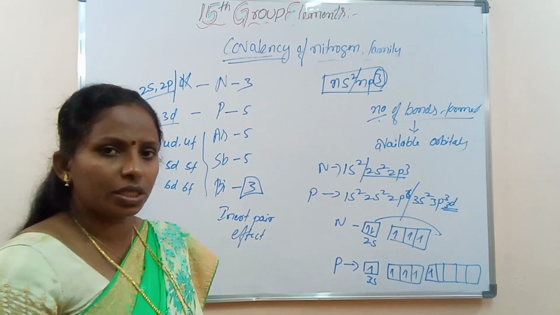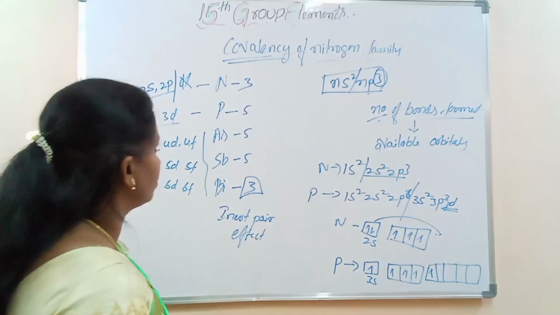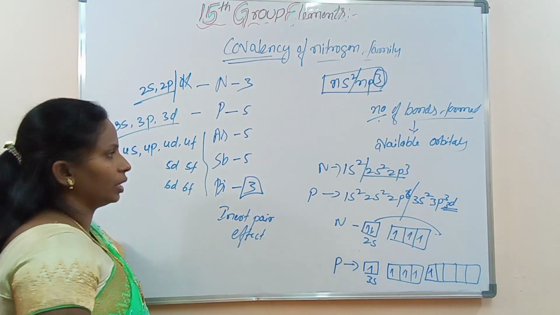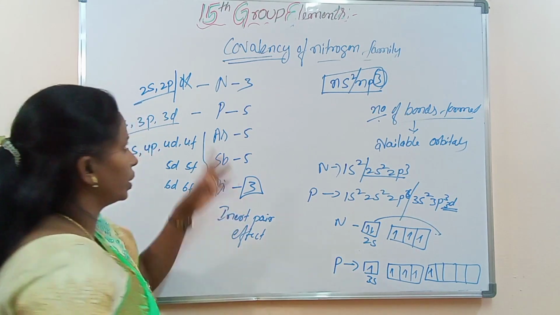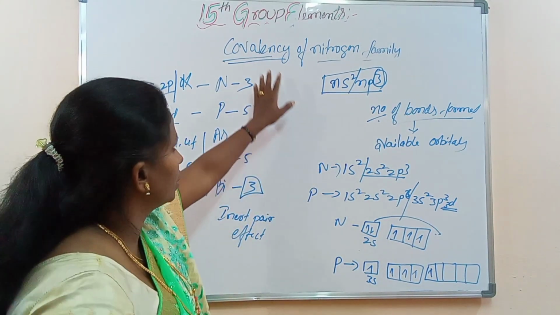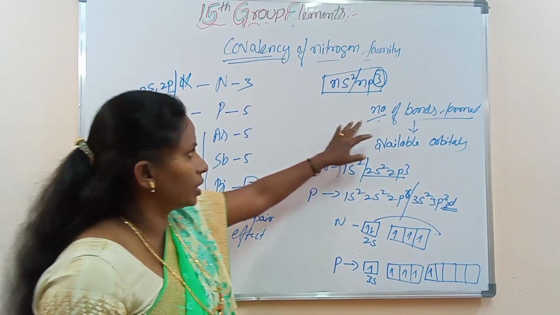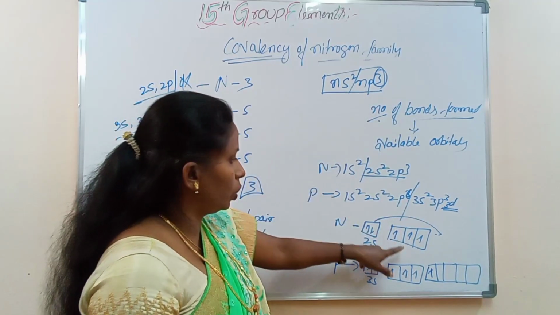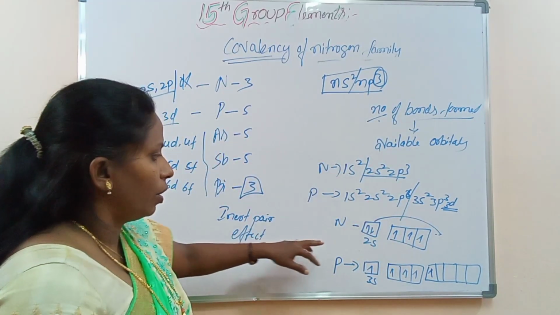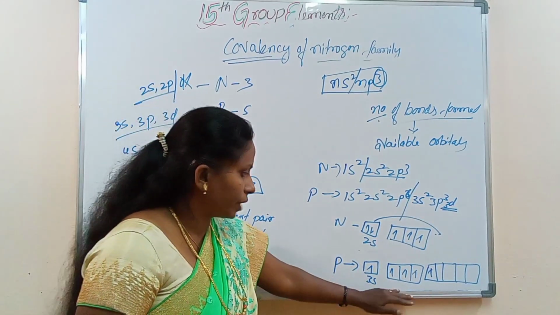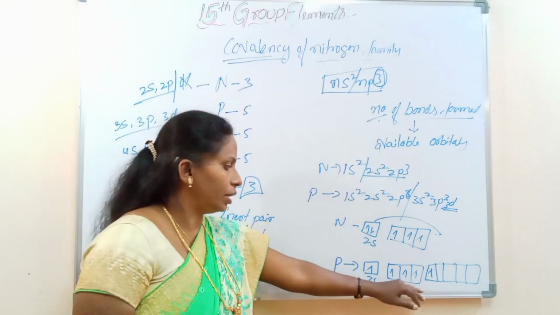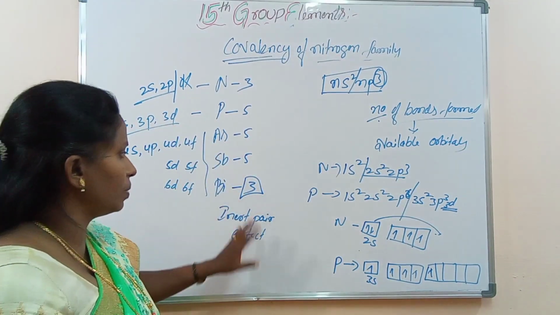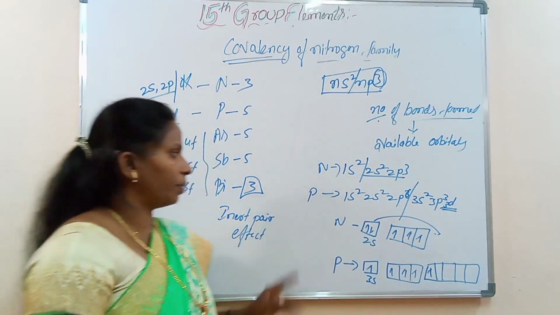But in the exam they will ask what is the maximum covalency. Covalency is different, oxidation state is different. Maximum covalency of the nitrogen family. Covalency is the number of bonds formed surrounding this atom. Here, only 3 orbitals are available for bonding in nitrogen. Next to it, phosphorus can form 3 or it can extend up to 5. Similarly for the other 2, but bismuth can form only 3 bonds because of the inert pair effect.